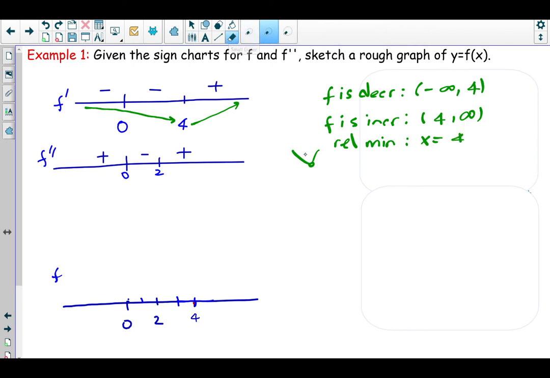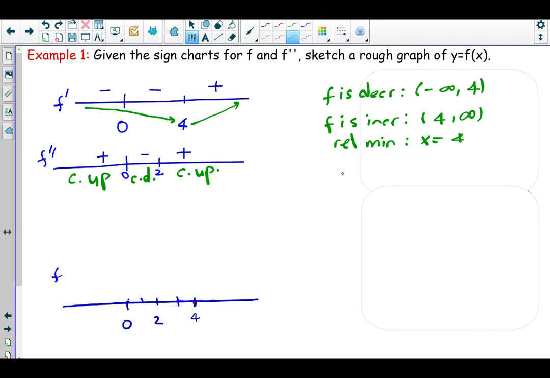Okay, now let's look at f double prime for concavity information. For f double prime, it's positive over the first region. Do not draw arrows here because f double prime does not tell us information about increasing or decreasing, rather about concavity. So it's concave up over the first interval. When f double prime is positive, I'm going to put CU, meaning concave up. Over the second interval it is concave down. I'm using CD for that abbreviation, concave down. And then over the last interval from 2 to infinity, it is concave up.